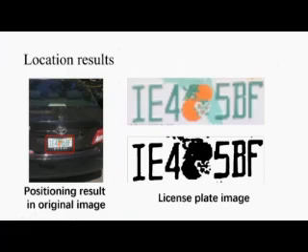And from this series of processes, we can find the license plate location, and here is the result. And this is my car, and I took these photos by myself. And you can see I can directly find the license plate in the picture.